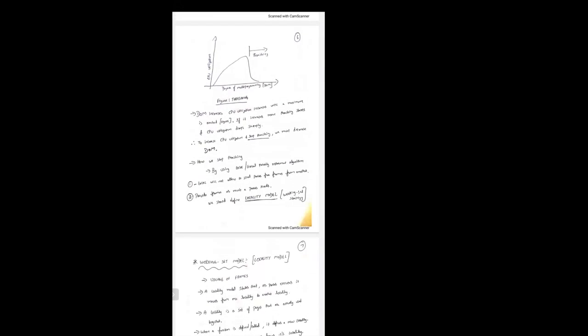DOM, that is the degree of multiprogramming, increases. CPU utilization also increases until a maximum point is reached. If it increases further, then thrashing starts and CPU utilization drops sharply. So how do we avoid this problem of CPU utilization dropping down? To increase CPU utilization and stop thrashing, we must decrease the degree of multiprogramming. When the number of processes in the system decreases, CPU utilization will become higher. With more processes, again the CPU utilization will come down.